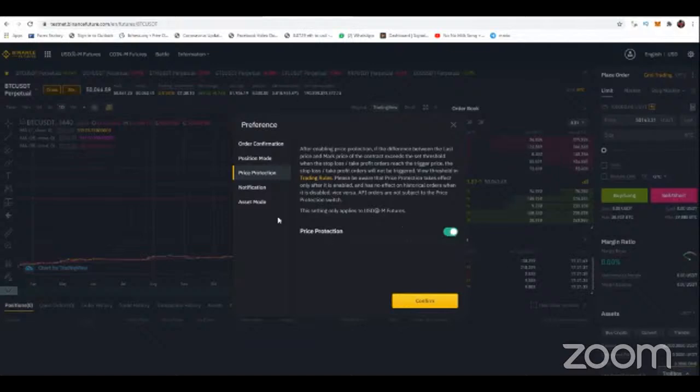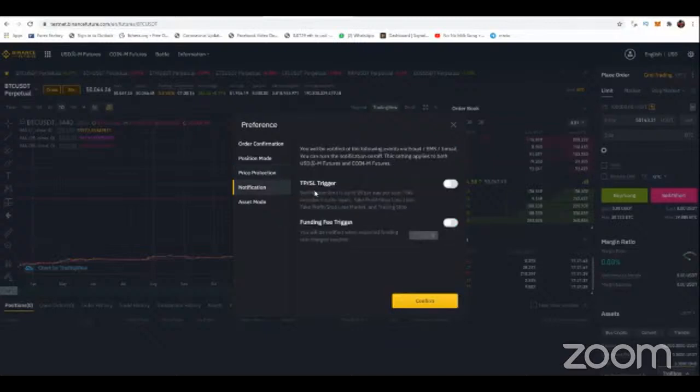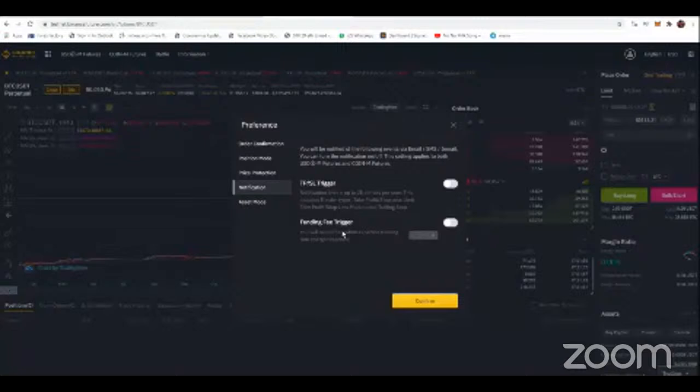The notification: you can decide you want to get notified whenever price has gotten to your stop loss, or SL is triggered, or whenever you made a funding fee, you funded into your futures wallet or anything, you want to get a notification. You click on that right there, or you can decide you don't want that. By default, it is not set.